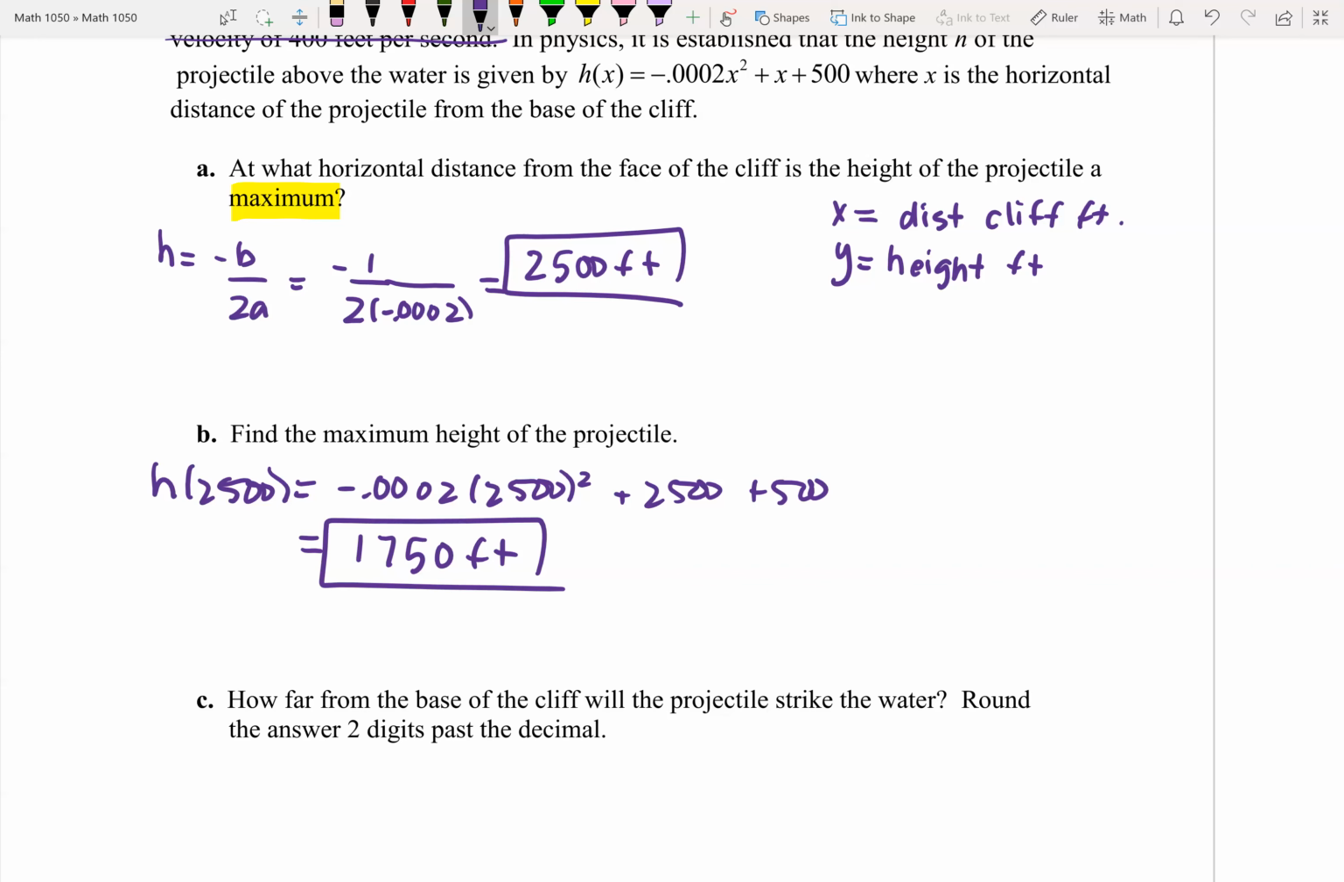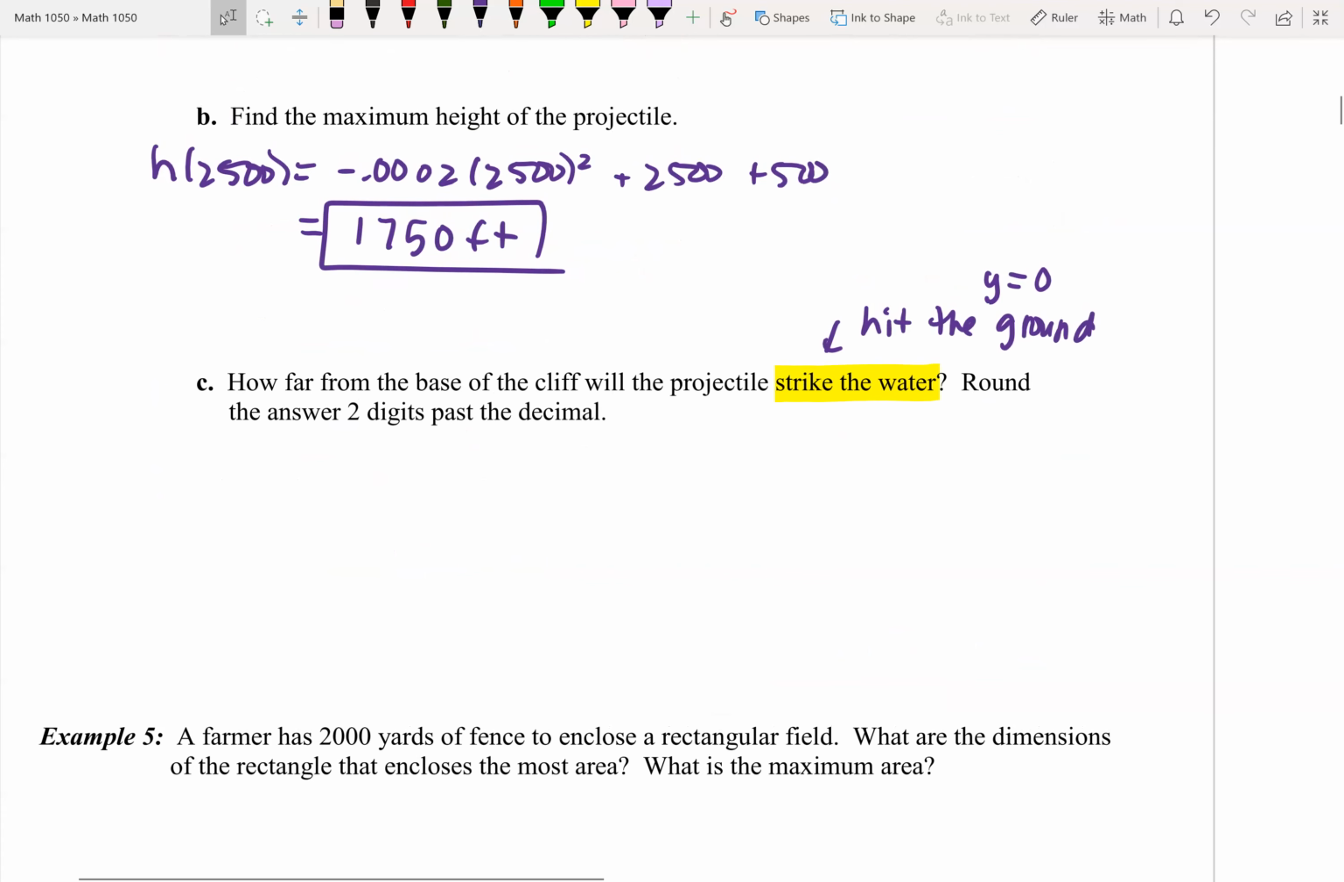Question C. How far from the base of the cliff will the projectile strike the water? Okay, I want you to take this right here and highlight strike the water. If it says strike the water or hit the ground, the process is always the same. What do we do? Tell me. Y. Perfect. Y is 0. So now I'm going to take that equation, negative 0.0002 x squared plus x plus 500, and set it equal to 0.